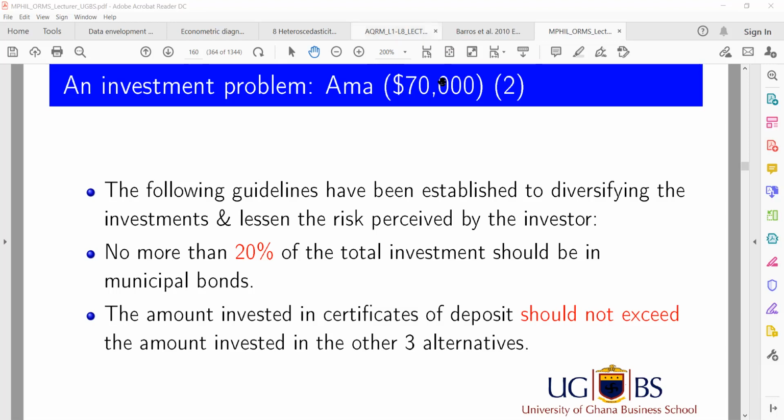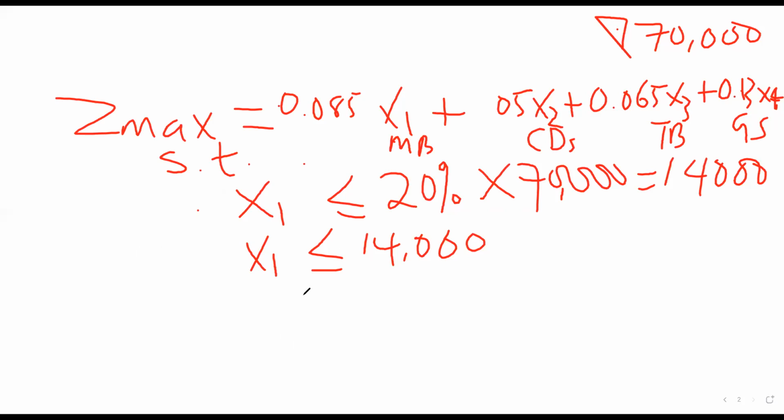Okay, so let's go back. You have less than or equal to, you write that down. Let me just delete this so that I can use a different way to document this for you.